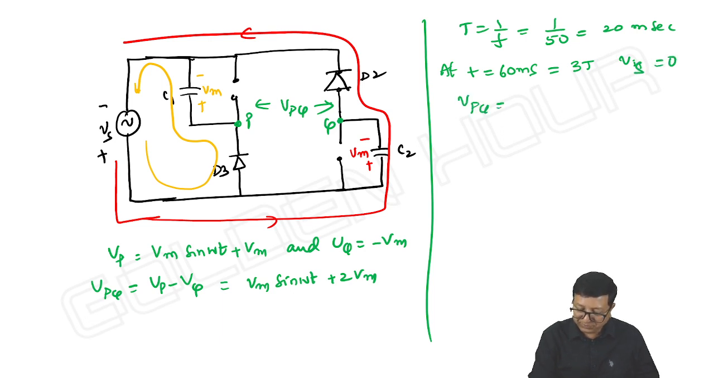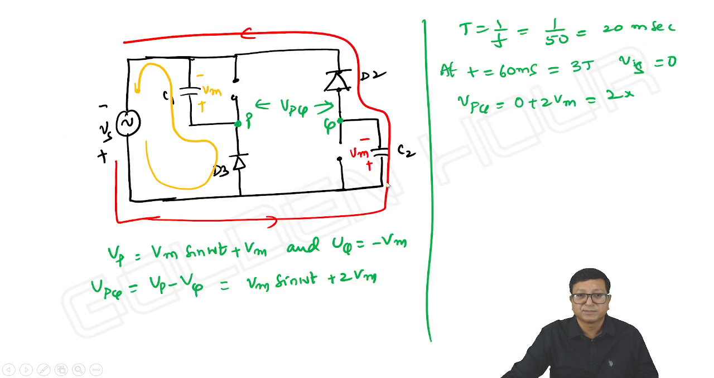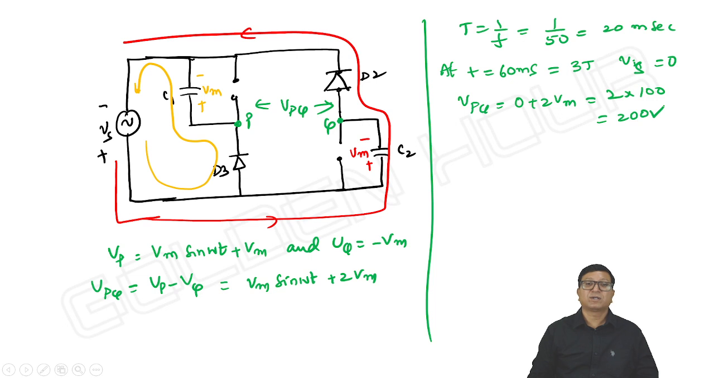So VPQ is equal to Vm sin omega t plus 2Vm. It is 0 plus 2Vm. It is 2 into, input has the peak amplitude. What is the peak amplitude here? 100. 200 volts. That's it.